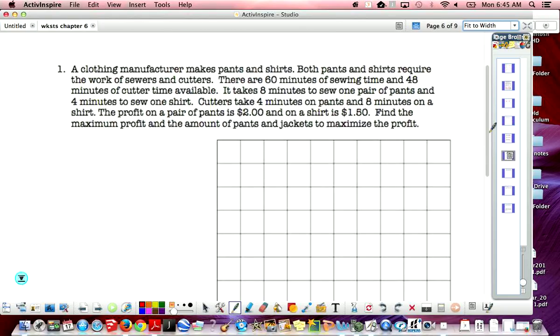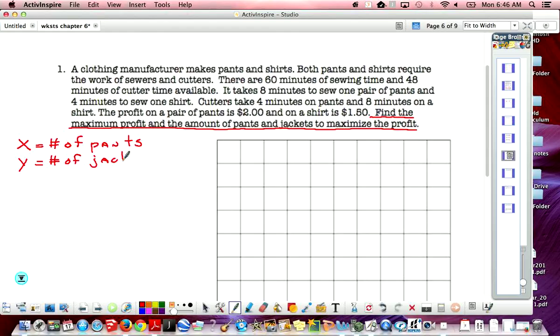All right, so usually the last sentence in the problem tells you what variables you need to define. So I'm going to let x equal the number of pants we're going to make, and I'm going to let y equal the number of jackets. We are also trying to maximize profit, so I'm going to let P equal profit. So we actually have step one taken care of.